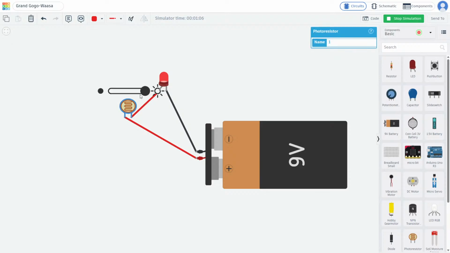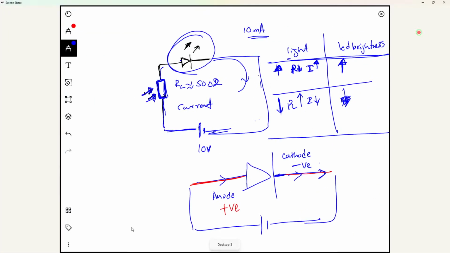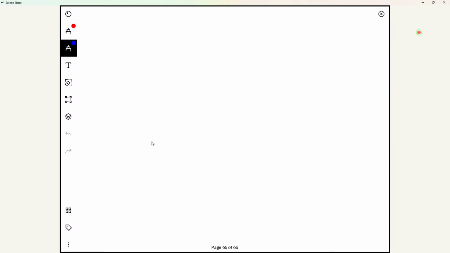So this is what happens with the LDR. Okay? So what are the use cases of the LDR? LDR can be used to create light sensitive circuits, right? To limit the current according to the light. LDR, basically, is a sensor, right? It's a sensor. It's used as a sensor for detecting light. Understood? All right. So very useful.